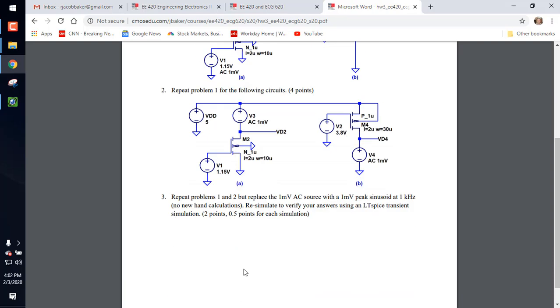All right, let me sketch the schematics first before I switch over.